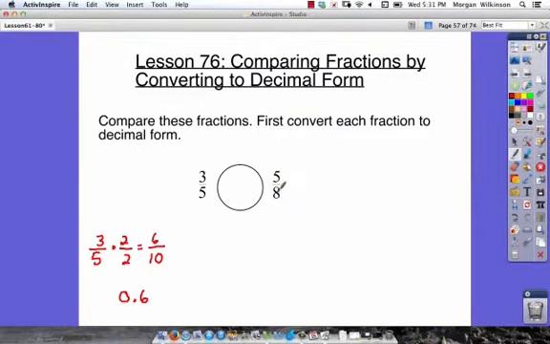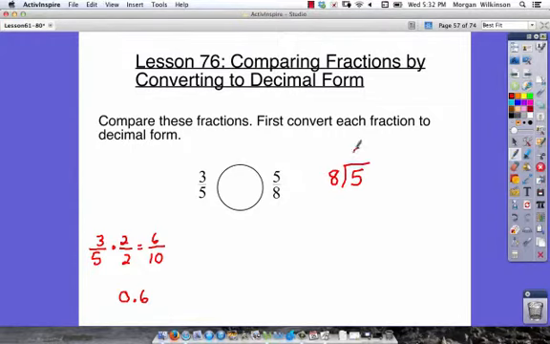5/8. Well, that one's a little bit more challenging. And another way we can find out what a fraction is as a decimal is to go ahead and divide. The numerator is our dividend, 5. And the denominator, 8, is our divisor. We can say 5 divided by 8, just like it looks, 5 divided by 8. And we can find out what this fraction is as a decimal.